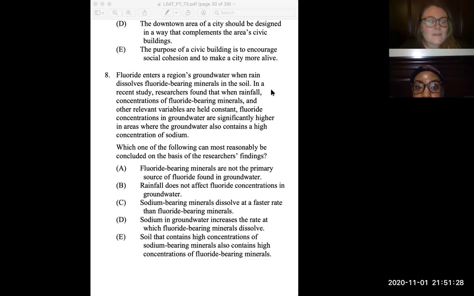And then we have this study that shows that when rainfall, concentrations of these minerals and other relevant variables are held constant, the fluoride concentrations in groundwater are significantly higher in areas where the groundwater also contains high concentrations of sodium. So I guess what I was thinking was, actually, we'll go to the answers first before I say what I was thinking.